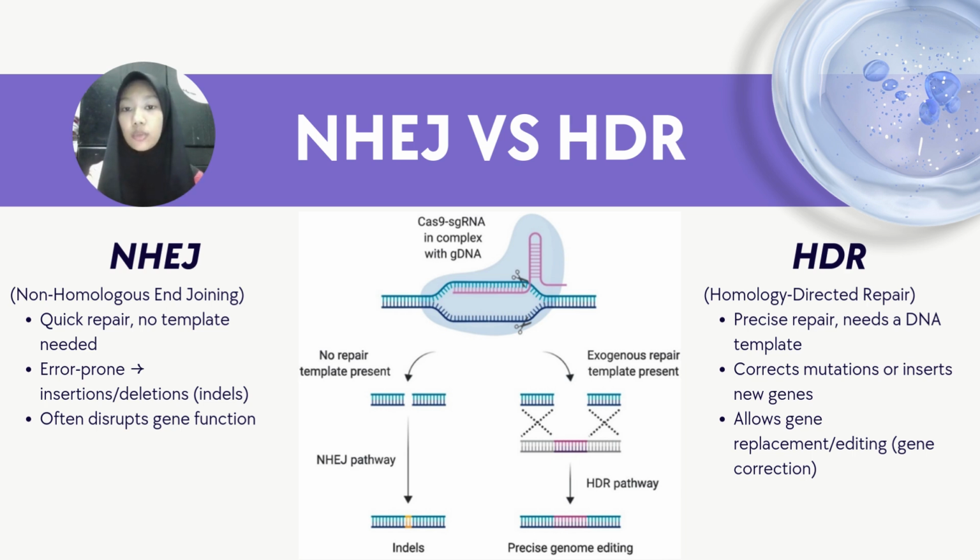The second option is homology-directed repair or HDR. This pathway is more precise, but it requires a homologous DNA template. The cell uses the template as a guide to fix the cut accurately, which makes it possible to correct disease-causing mutations or insert entirely new genes. So, in short, NHEJ is efficient but less accurate, while HDR accurately corrects or replaces the DNA sequence. Both are powerful, but HDR is the key for precision therapeutic applications.